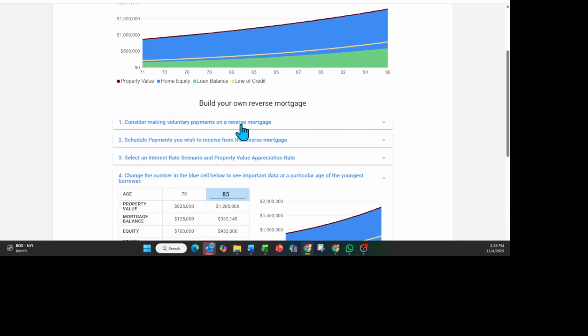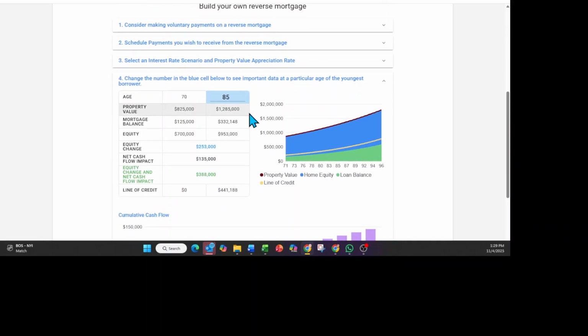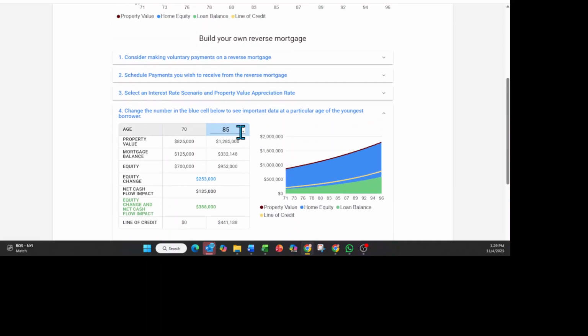Here is where we do the modeling, with the different assumptions that we've baked in that we can now change. And down at the bottom we have a chart that echoes the above chart, but also says, well, okay, what happens if at 85, for example, that reverse mortgage ceased to exist because I sold my house or the last borrower passed away?